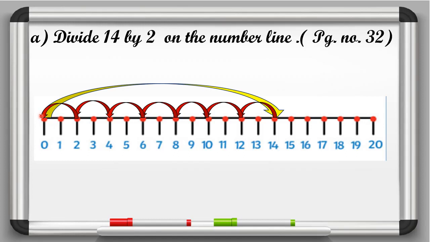Okay, so now we will count how many times we have moved backward. Okay, so let's start. 1, 2, 3, 4, 5, 6, 7. So how many steps we have moved backward? That is 7 steps. So we can say that 14 divided by 2 is equal to 7. Understood, beta?